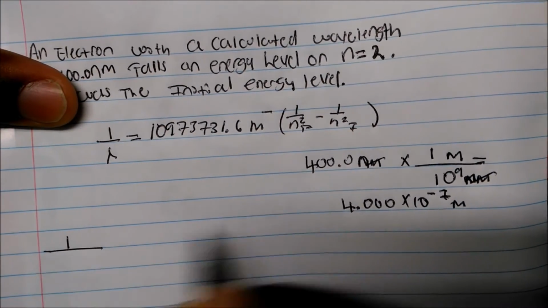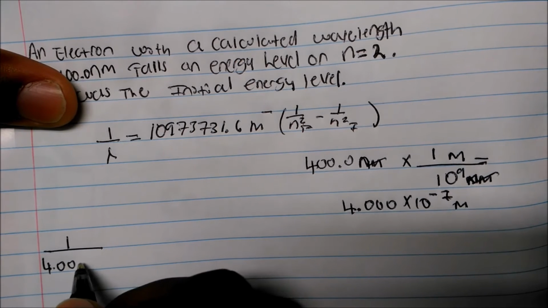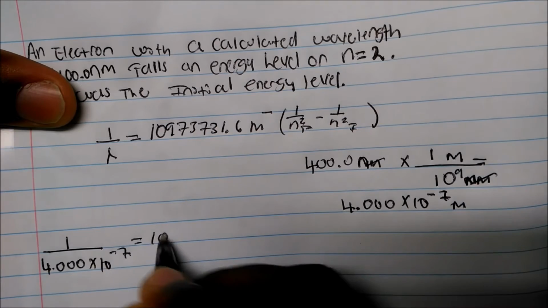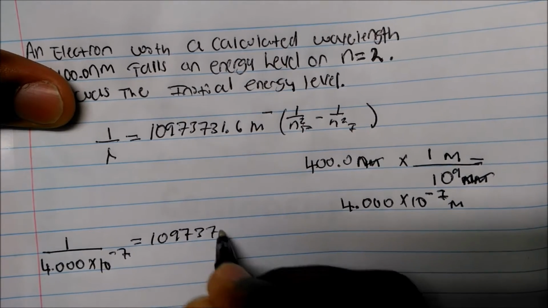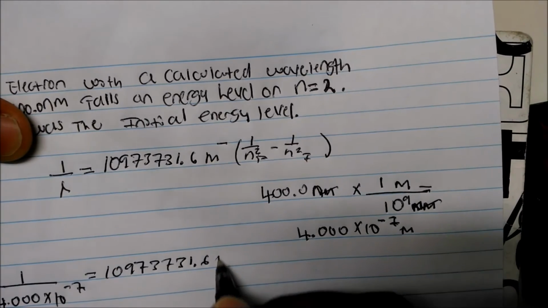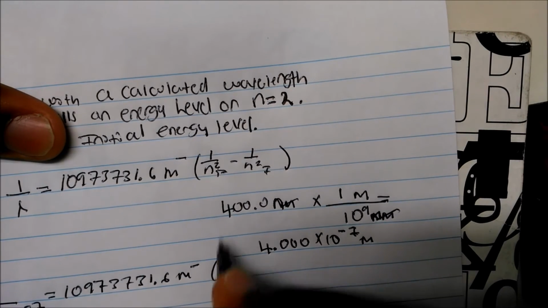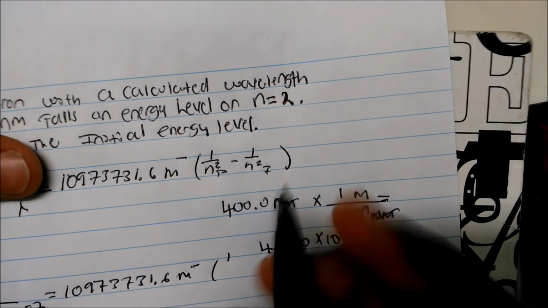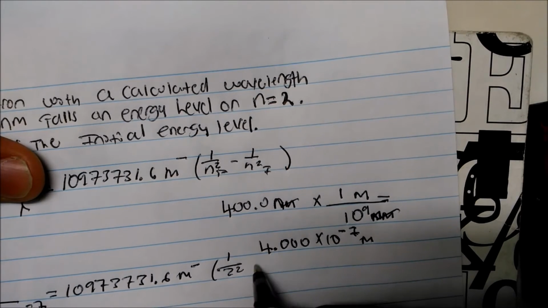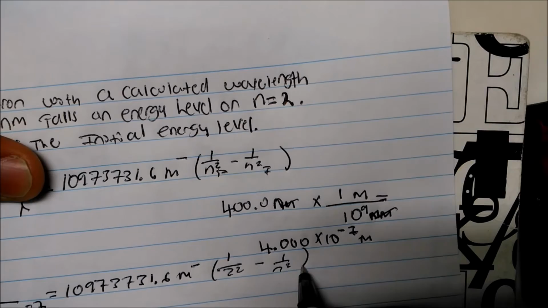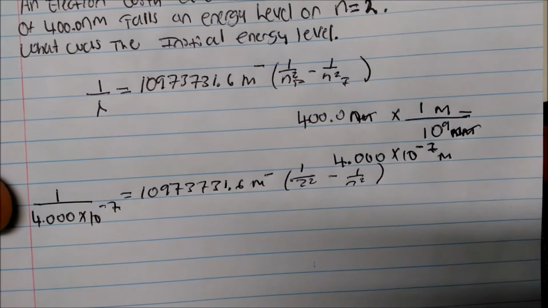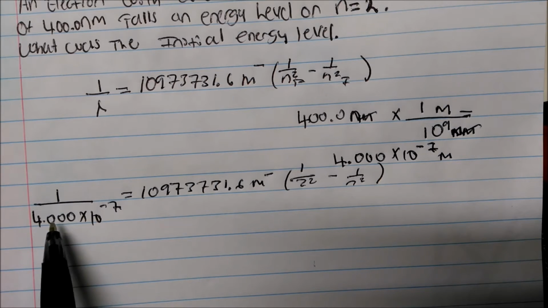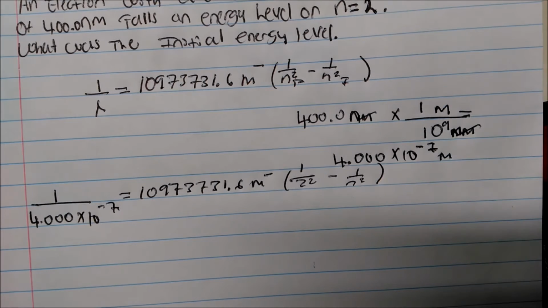So now that we've gotten that done, we just plug it in. 1 over lambda, which is the wavelength, 4.000 times 10 to the negative 7, is going to equal 10973731.6 meters inverse times 1 over 2 squared, since they're giving us the final energy level, minus 1 over n squared. After that, we're just going to walk through the algebra. So we divide 1 by 4.00.